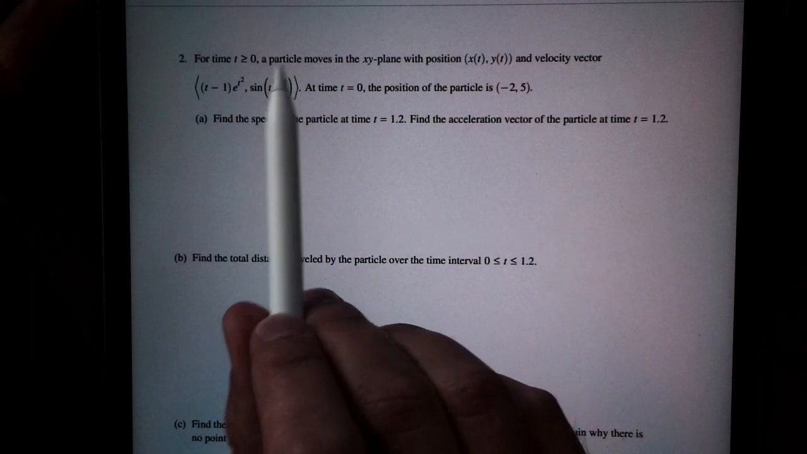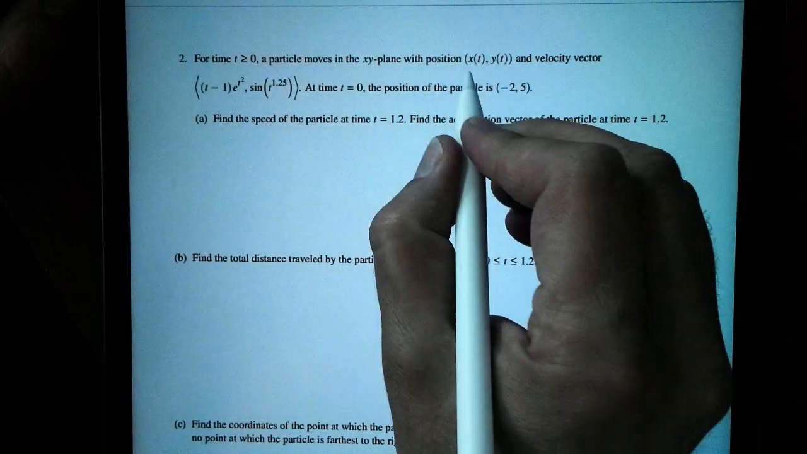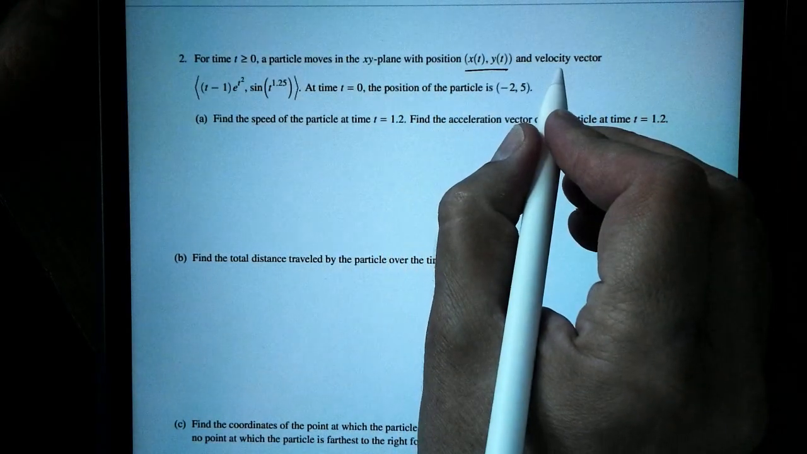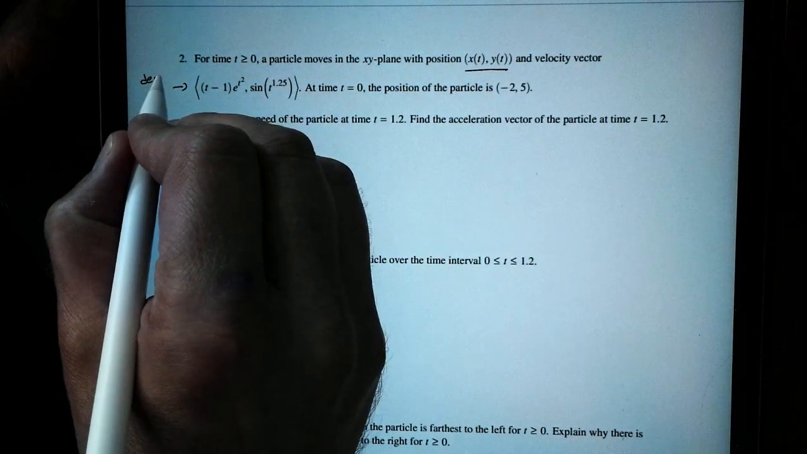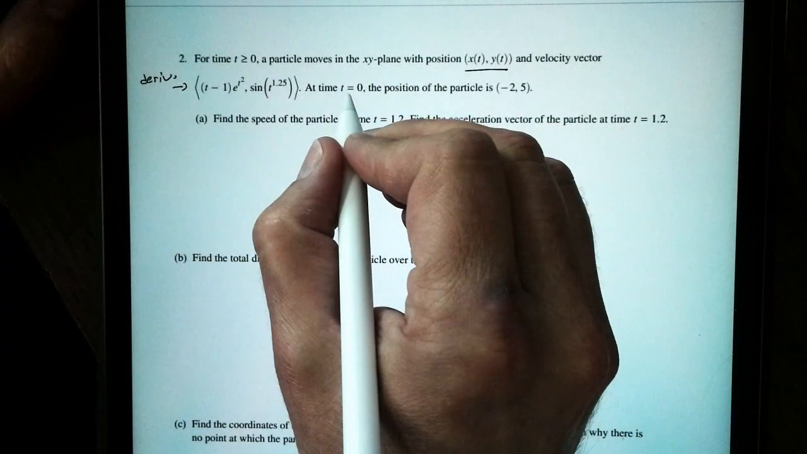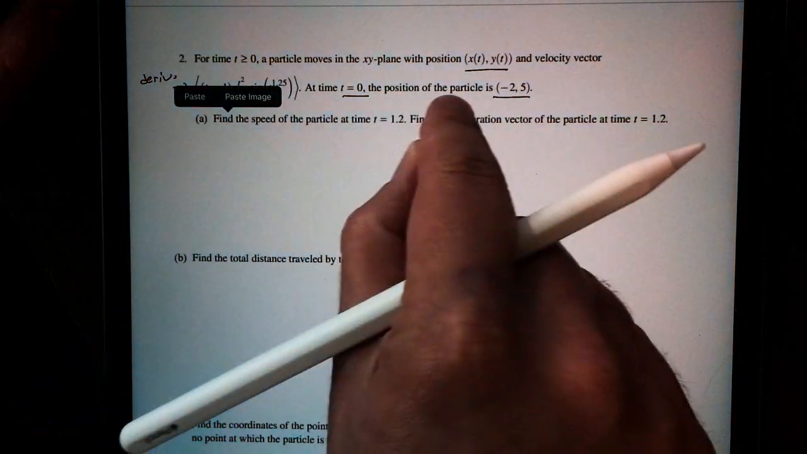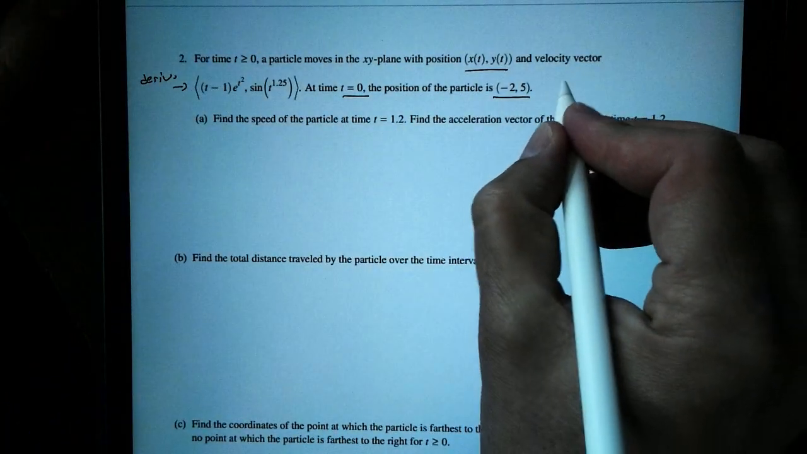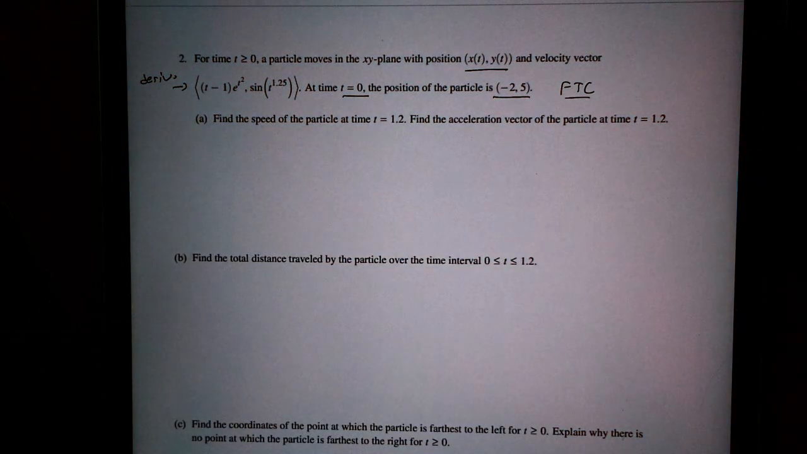It says, for time greater than 0, a particle moves on the xy plane given the following position. The velocity vector is given below here. Since this is my velocity vector, we know that this is a derivative right here, and they give us the initial position at -2, 5. So since they give me the derivative and the initial position, I'm thinking FTC, that they're going to give us the fundamental theorem of calculus here.